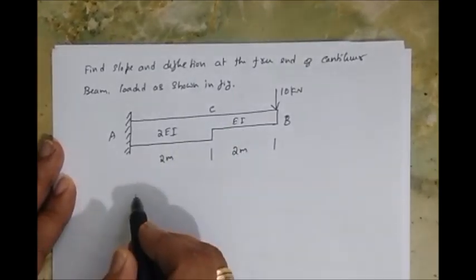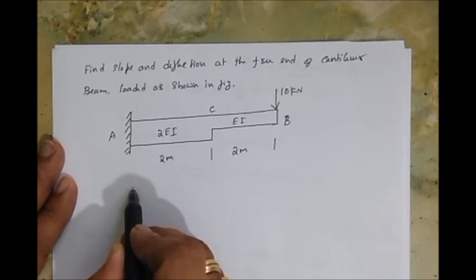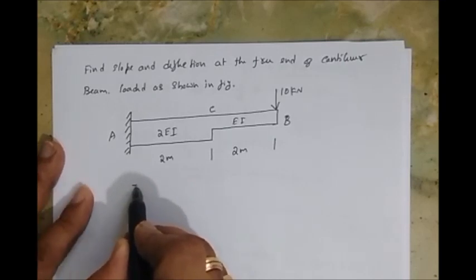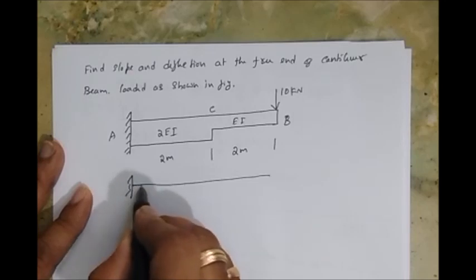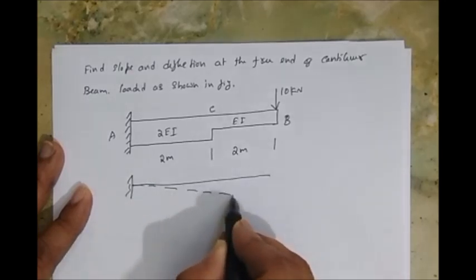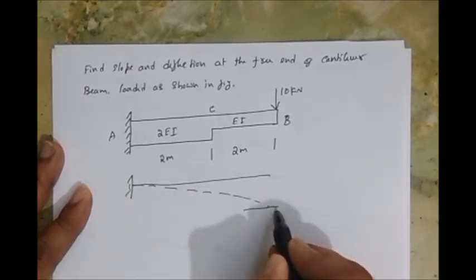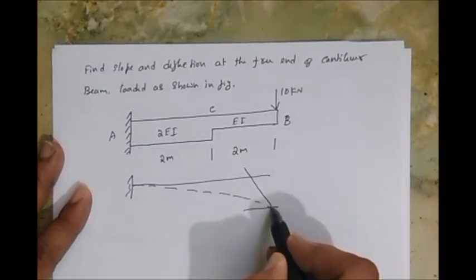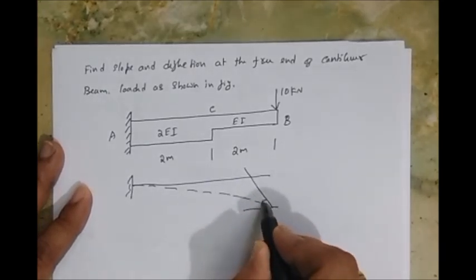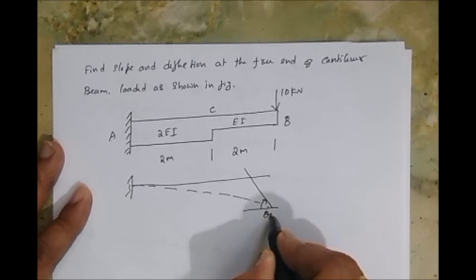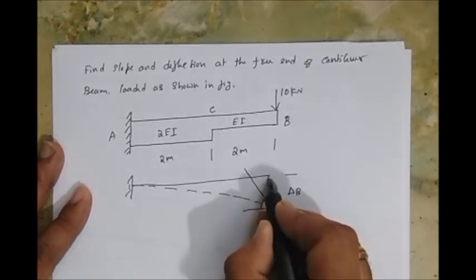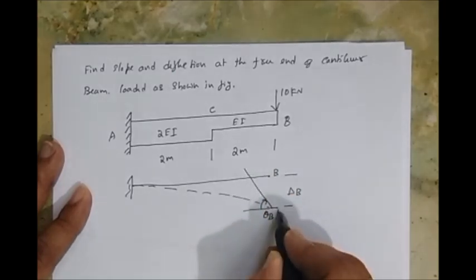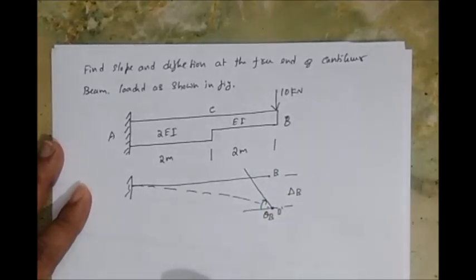As we discussed earlier, first we'll draw the elastic curve or the deflection curve. So this is a cantilever beam. When it is loaded, it will deform in this shape. There is no change. So we want the slope at B. So let us draw the elastic tangent. This is theta B and this is delta B. So this is B and this is B dash.